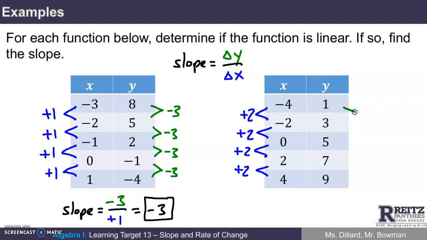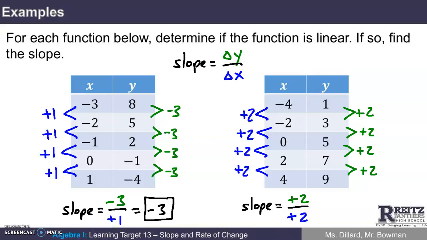Is there a pattern in the y column? Well, this also looks like +2. I can add 2 to 1 to get 3. 3 plus 2 is 5. 5 plus 2 is 7. 7 plus 2 is 9. So what's my slope? Well, it's the change in y, +2, divided by the change in x, which is also +2. Now here's a good example where I don't want to leave my answer like 2 over 2, because I can simplify 2 divided by 2. 2 divided by 2 is 1. The slope of this function is 1.